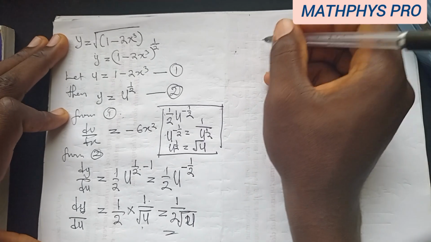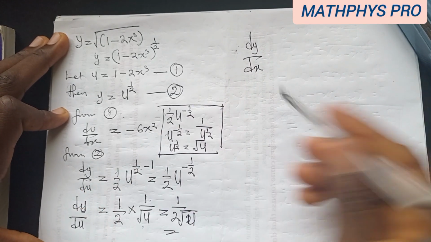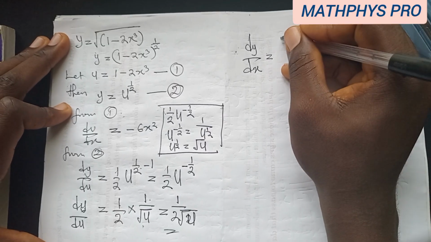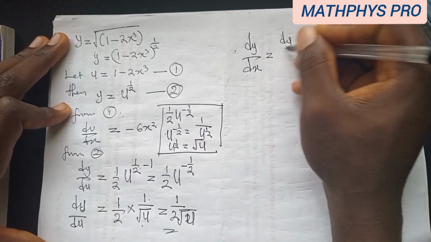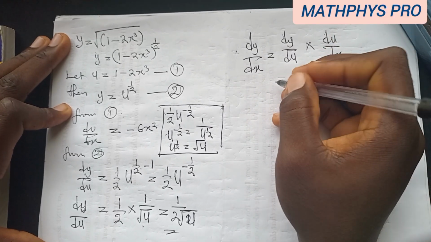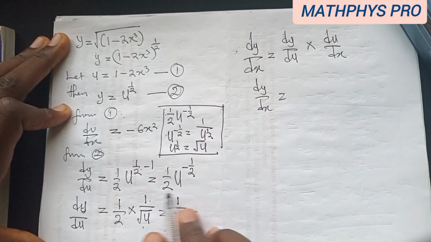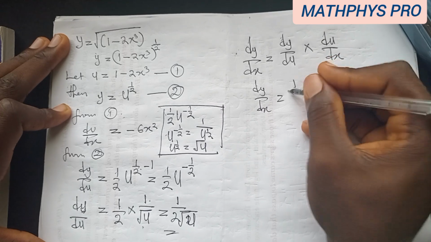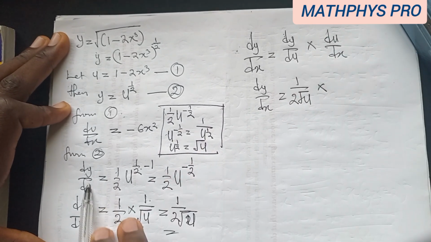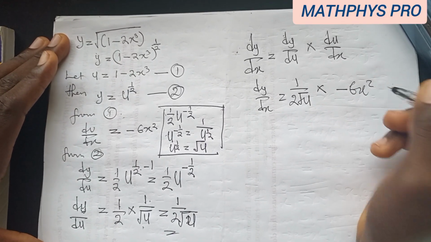So now we can say that dy dx, you can apply what? The chain rule formula. dy dx will be equal to dy du times du dx. So dy dx will be equal to, dy du is 1 over 2 root u, times du dx, which is minus 6x squared.